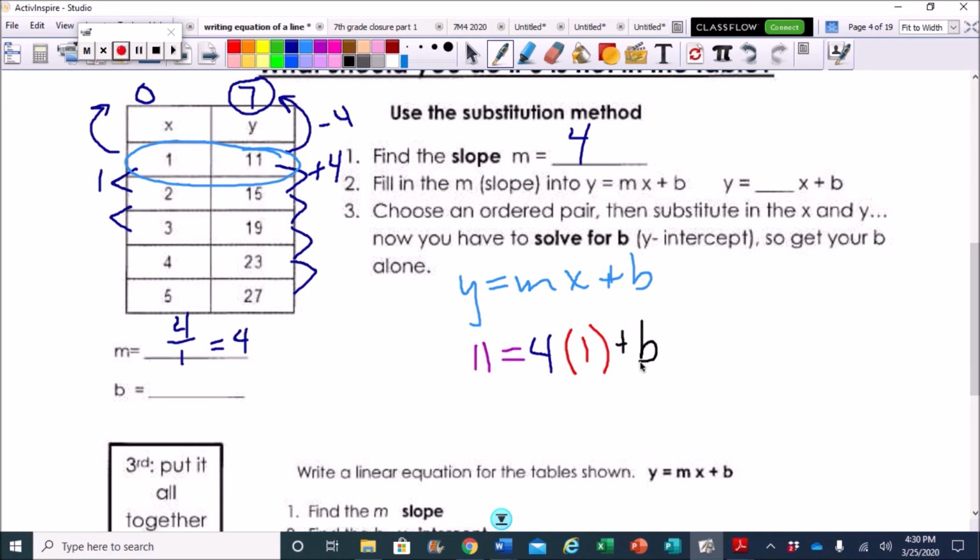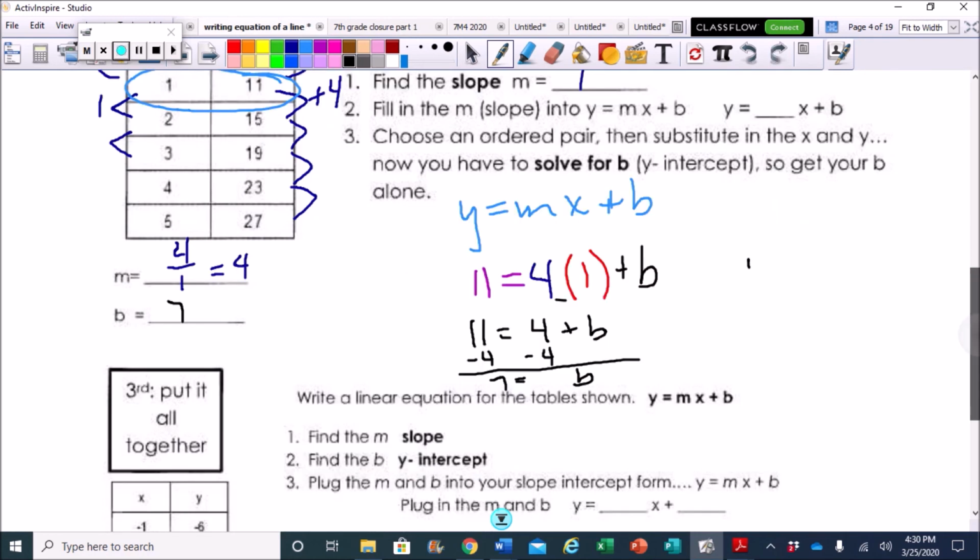So then I solve this. So I have 11 equals 4 times 1 is 4 plus b. Solve for b. So I'm going to subtract 4 from each side. 7 equals b. So b is 7. So then my equation, now my equation is going to be y equals 4x plus 7.